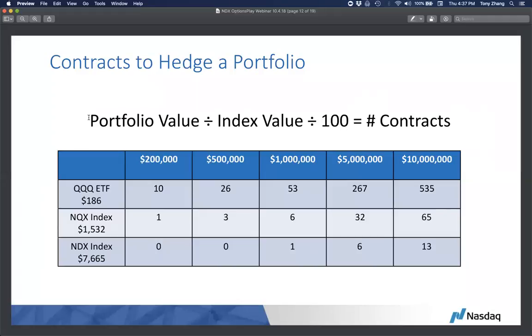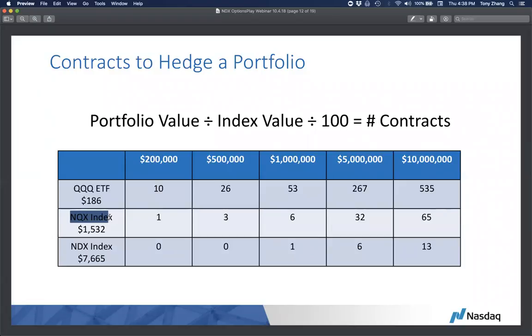So I created a chart just to give you an idea as far as roughly the number of contracts that you would trade depending on what instrument you're using. Like we said, the Nasdaq-100 is a suitable index for those of you that have broad-based diversified portfolios. But with the Nasdaq-100, you can trade the ETF, which is the Qs. Many of you are familiar with trading this ETF.